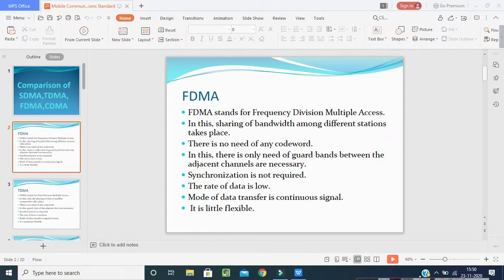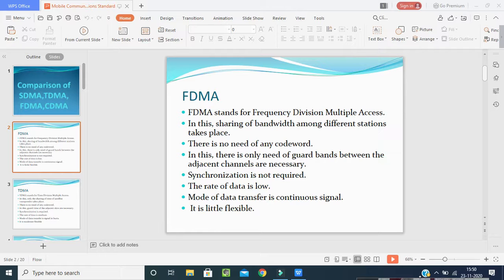FDMA. What do you mean by FDMA? The full form of FDMA stands for frequency division multiple access. In this, what will happen? It is a sharing of bandwidth among different stations. It means from one station, the network will be passed from satellite to the station, and from station to station. So this is having a frequency.